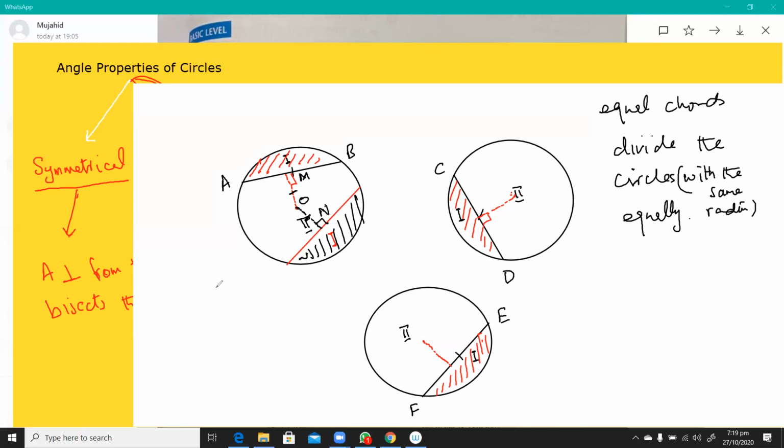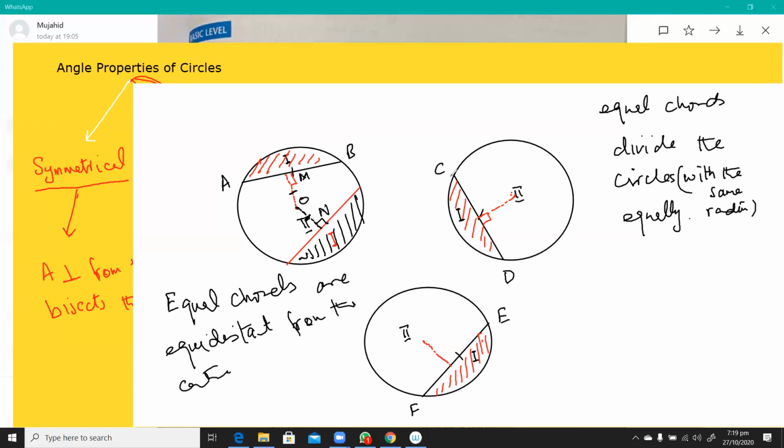So the property states that equal chords are equidistant from the center. There is one more way of proving this identity, that equal chords are equidistant from the center. Let me try that with you. Now suppose, Malaika, I join this like this and this with this.